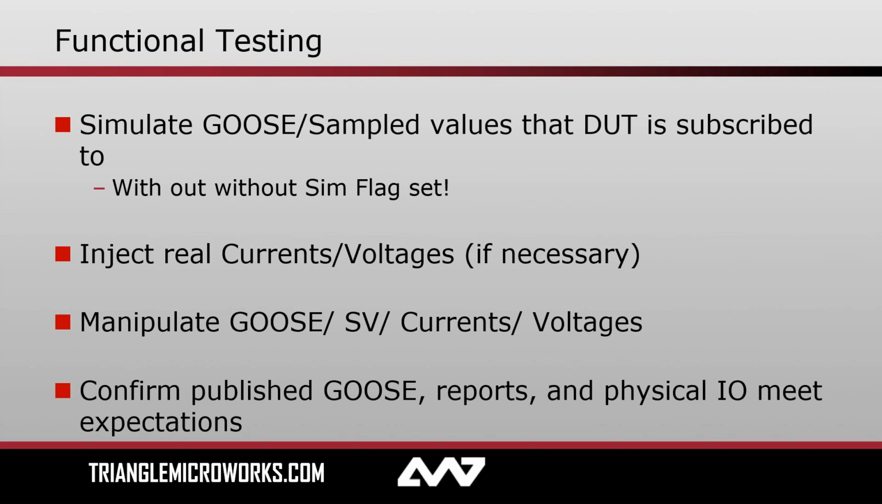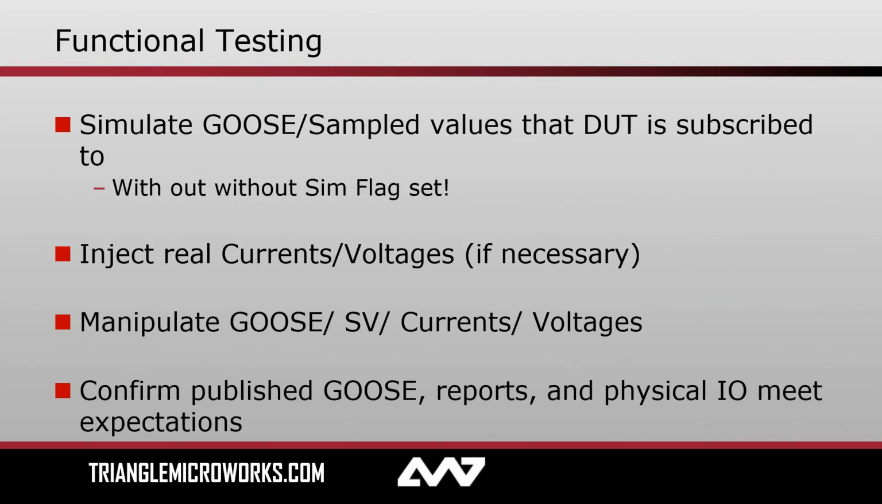So now we might begin to, aside from just having our GOOSE and sample value streams published, we might also need to hook up an actual injection test set to publish real voltages and currents if necessary, if that device is going to be hooked up to CTs or PTs once it's installed. And then once we have all of that in place, we begin to manipulate the GOOSE that the device under test is subscribed to, the sample value streams, currents, and the voltages, all of the inputs effectively that are coming into that device. And then we're monitoring the outputs.